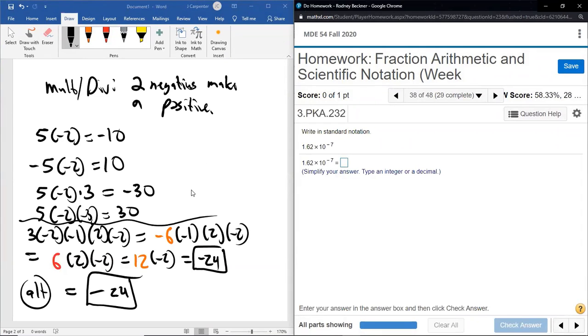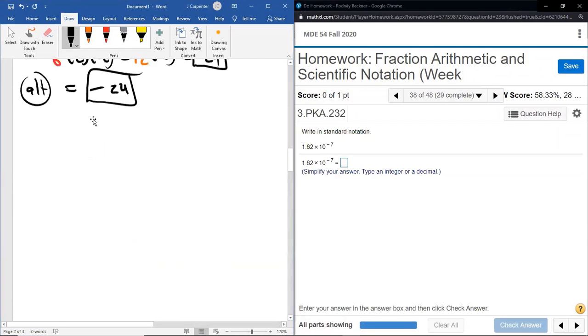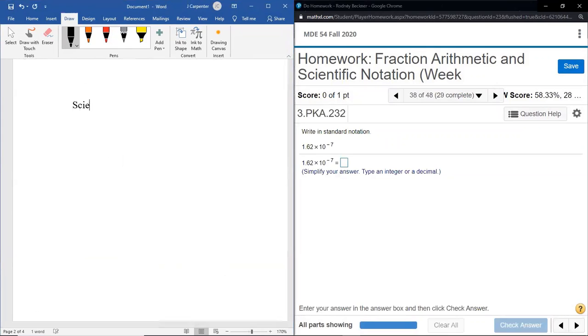Scientific notation. Just making sure I had plenty of space. This is where you take a number like 4,500, you turn it into what would look like 4.5 times 10 to the third. The left is what we call standard, and the right is what we call that scientific notation.